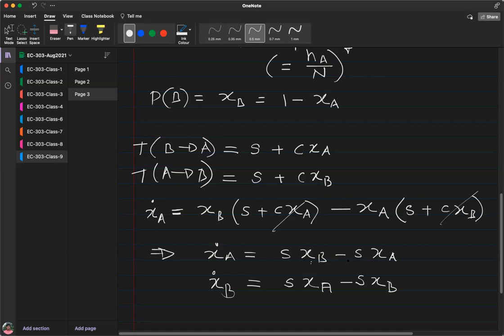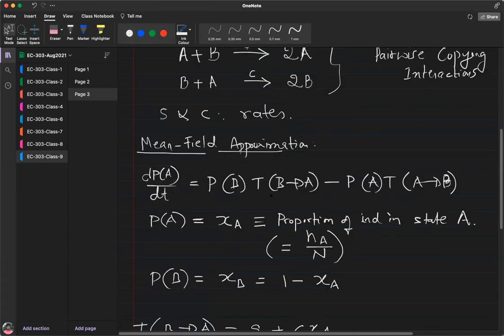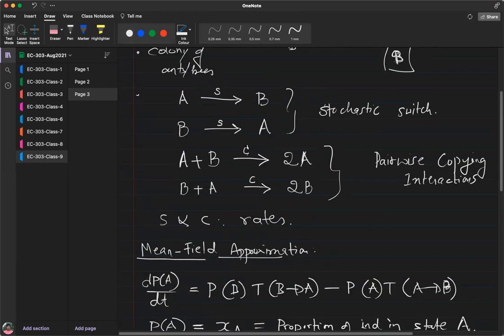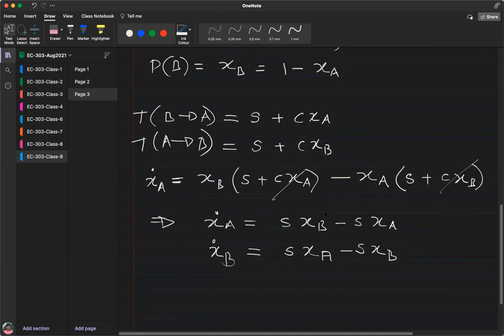But what happened to the copying terms? The copying term just got cancelled. So both the outflow and inflow, because of the copying term, they get cancelled. So in fact, the rate equations have only the linear term entirely by stochastic switching. So these rules seem to have no implications on the mean field approximation. Okay. So we have this equation.